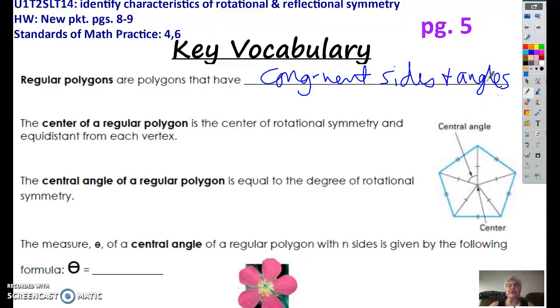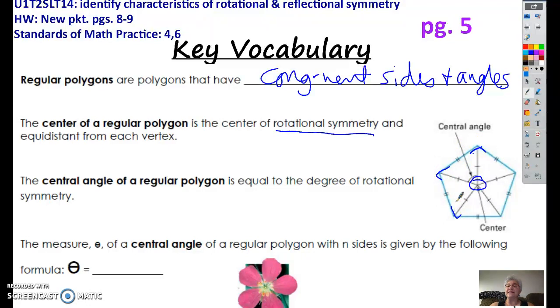The center of a regular polygon is the center of rotational symmetry. So that's the point where we are rotating our regular polygon. And that center is equidistant, or the same distance, from each vertex. It says from each vertex, so each of the vertices. So here's the center, and each one of these is our vertex.